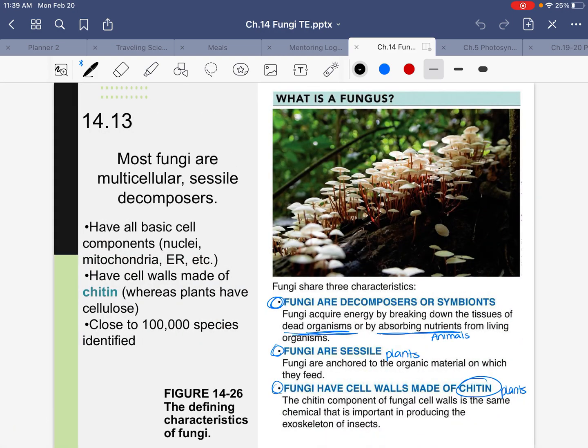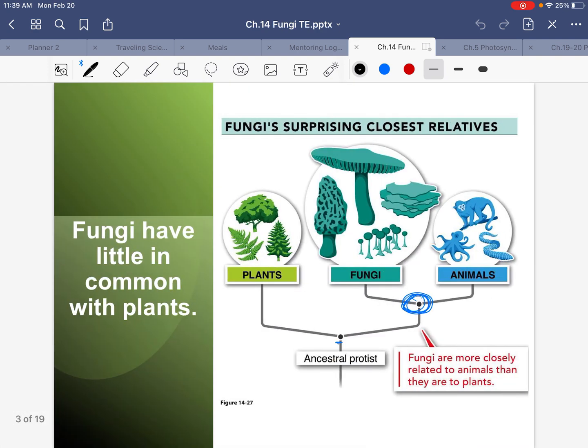They're decomposers, they're sessile, they have cell walls made of chitin, but despite their similarities to plants, which are actually kind of few, they have more in common with animals. One of the things that they have in common with animals is the method of feeding, and that they need an outside source of food where plants make their own food, and that is huge in the overall functioning of the organism. So we say fungi are more similar to animals than they are to plants.